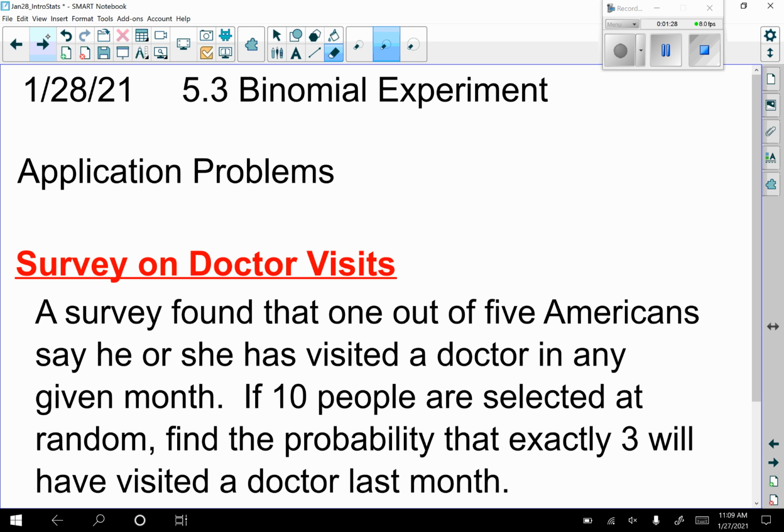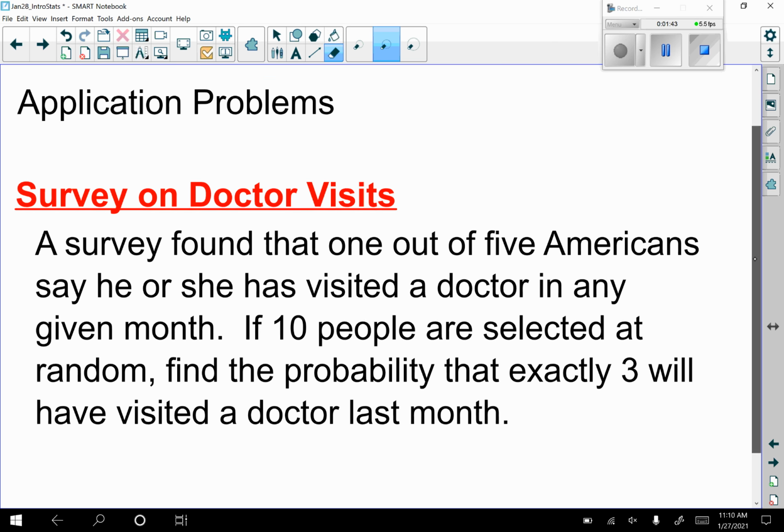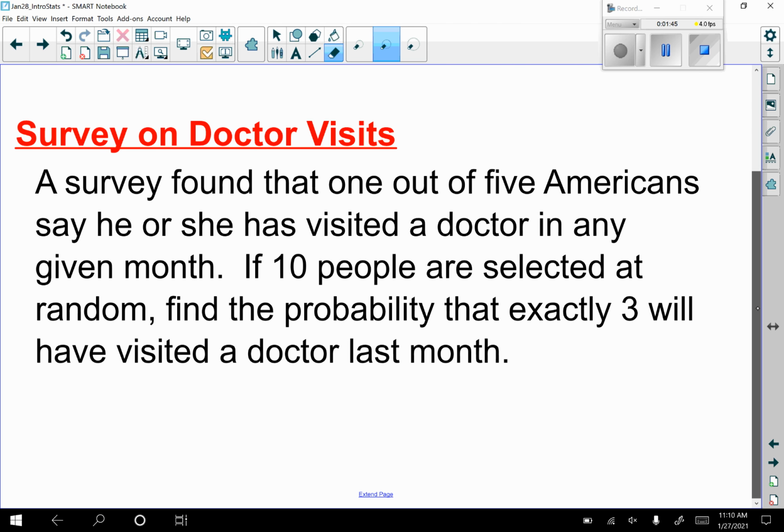All right, today we're going to take a look at some application problems involving the binomial probability distribution or binomial experiments. So our first problem is about a survey on doctor visits. A survey found that 1 out of 5 Americans say he or she has visited a doctor in any given month. If 10 people are selected at random, find the probability that exactly 3 will have visited a doctor last month. So in this case, we have to figure out what is n, what is x, what is p.